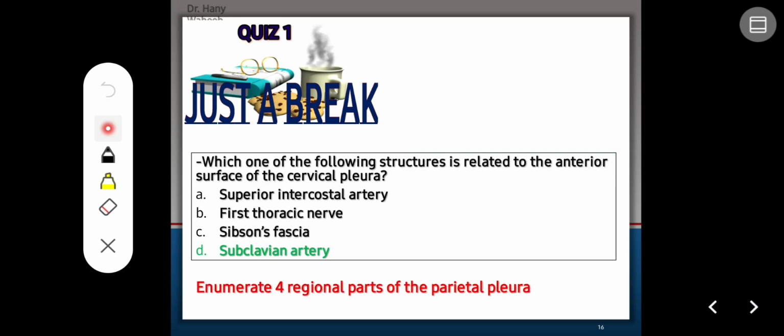Number 2, enumerate the 4 regional parts of the parietal pleura. What are the 4 regional parts of the parietal pleura according to the region? Correct. Cervical pleura, it is the dome of the pleura. Costal or costovertebral pleura, laterally, and mediastinal pleura, medially. The diaphragmatic pleura, which covers the upper surface of the diaphragm inferiorly. So there are 4 regional parts of the parietal pleura.